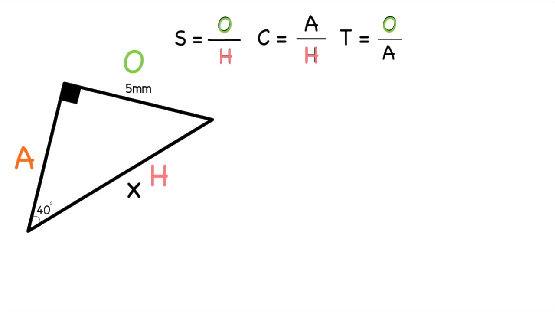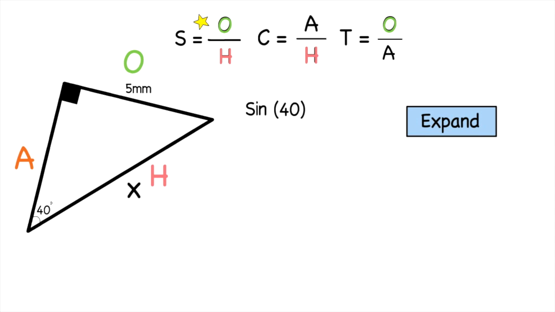The equation I want here is going to be sin. So just like before, I'm going to expand. S stands for sin, and then just after that I'm going to put the angle, which is 40, and that equals O, which I know to be 5, divided by H, which I'm going to put down as x.